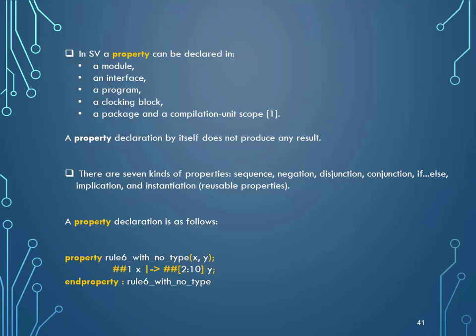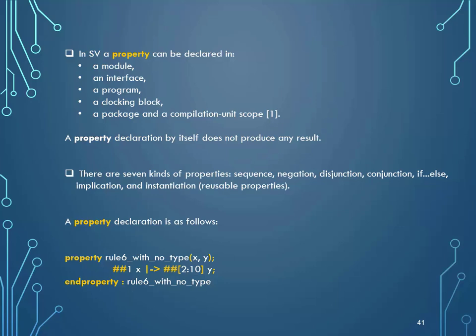And again, if you define the property declaration, it doesn't do anything in the simulator before you place it with an assert statement, a cover statement, or an assume statement. Okay? So it is just the description, and that's it. And there are several kinds of properties, of course. We have the sequence itself, the negation of a property, disjunction, conjunction, if-else statement, implication, and the instantiation of the property, so that we can make the descriptions of the properties reusable as well.